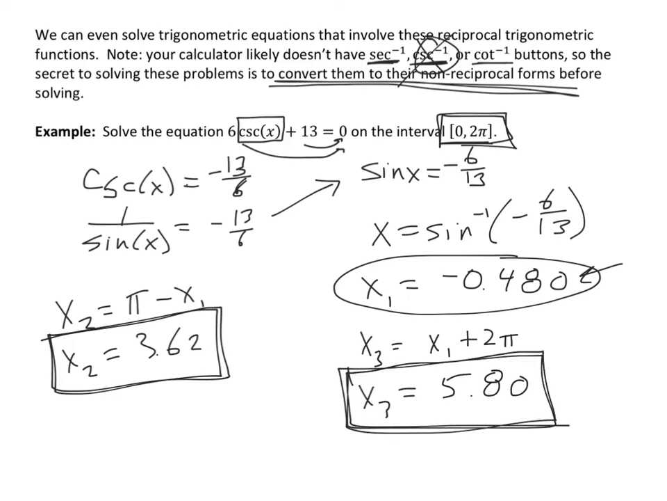And if I think for a moment, I can recognize if I add 2 pi to this again, I'm going to go above this. If I add 2 pi to this, I'm going to go above it. And if I subtract 2 pi from this, I'm going to wind up too small in the interval. So these are all of the solutions that we find for this problem on this interval.